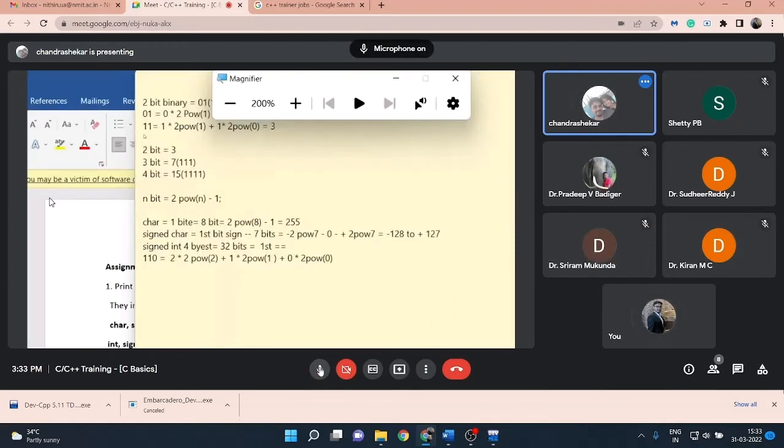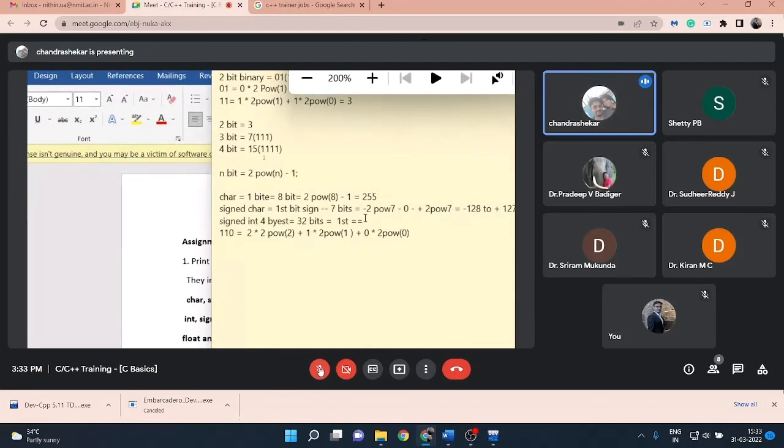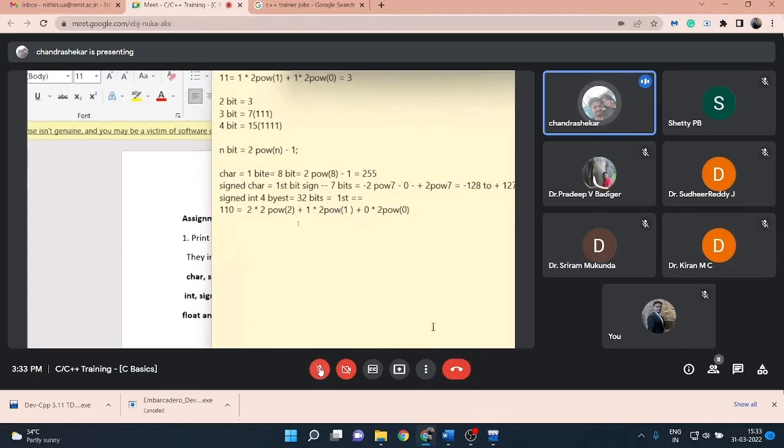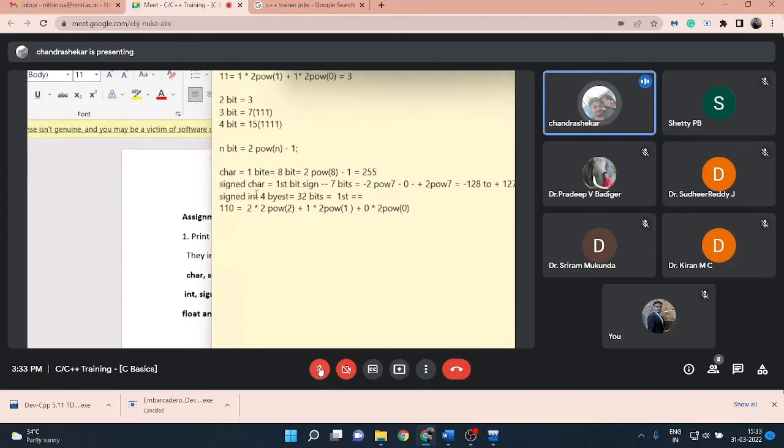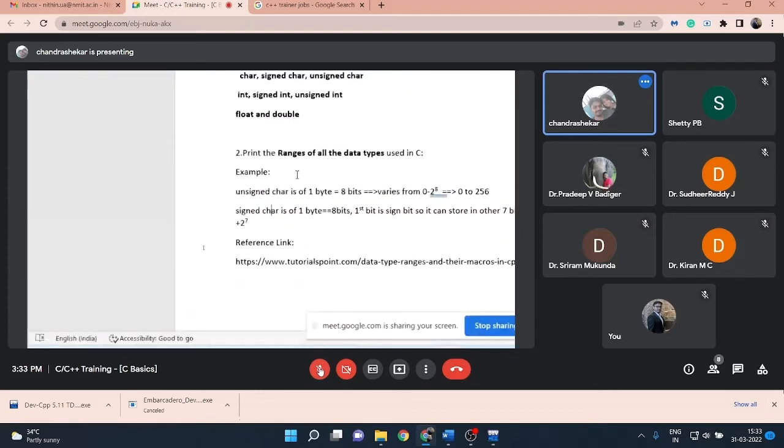Am I disconnected? Okay. So this way you can calculate the ranges of each data type manually. This is how it goes. If you see this example, I gave an example from Tutorialspoint, right?